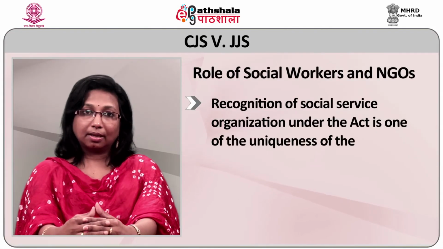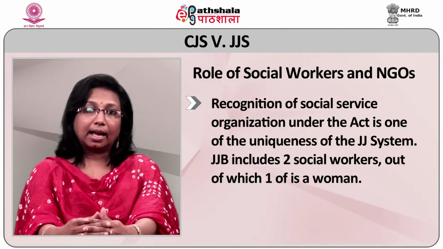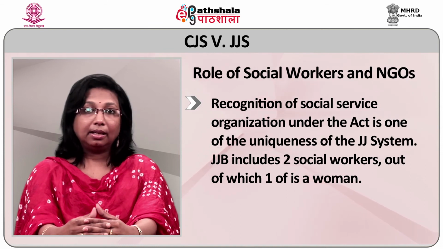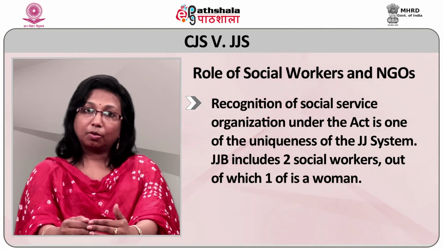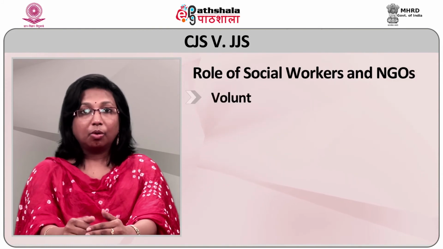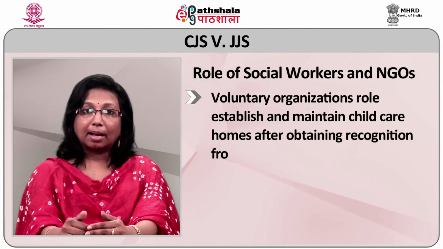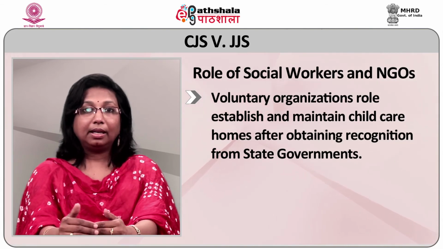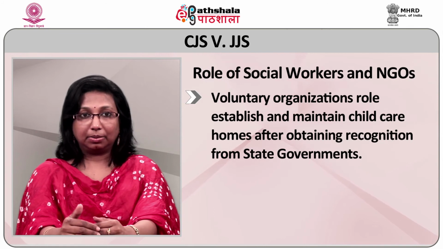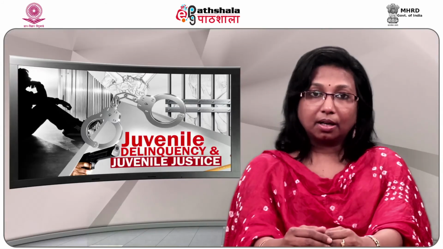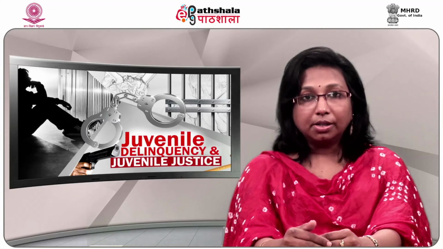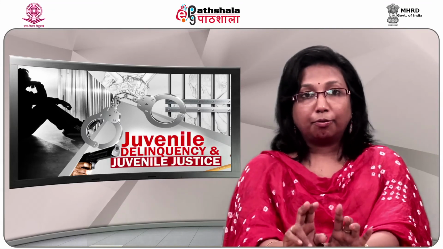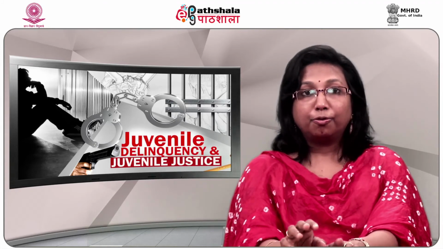Next, let us look at the role of social workers and NGOs. Recognition of social service organizations under the Act is one of the uniqueness of the JJ system. The JJB includes 2 social workers, out of which one is a woman. Voluntary organizations establish and maintain child care homes after obtaining recognition from state governments. The social worker or voluntary organizations are appointed as part of a fit person or fit institution.